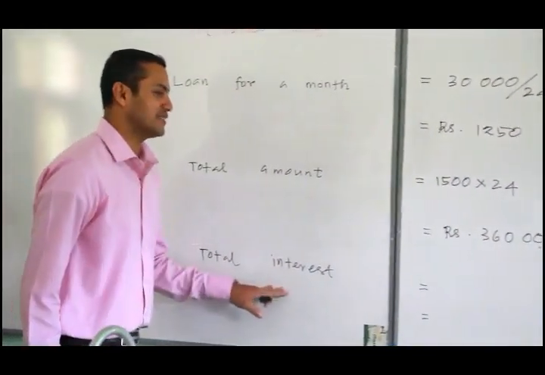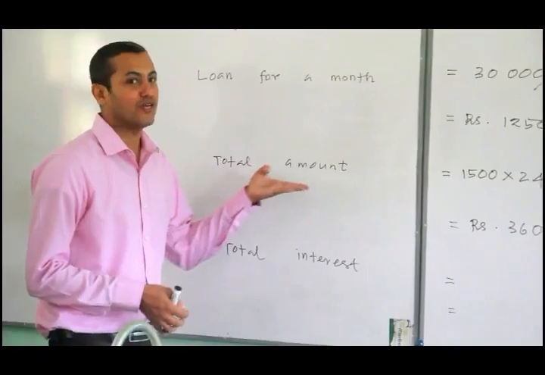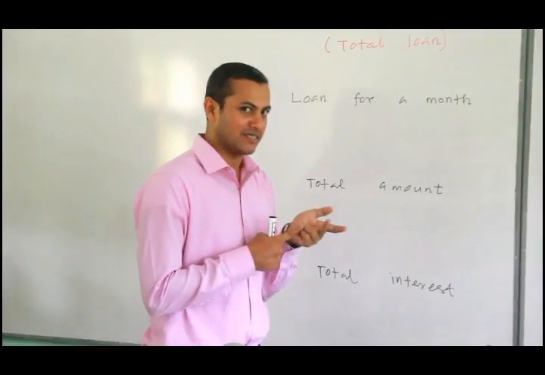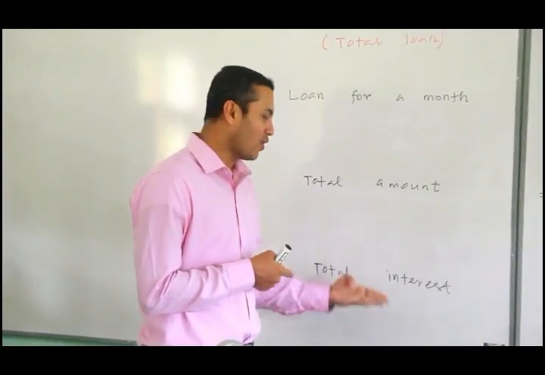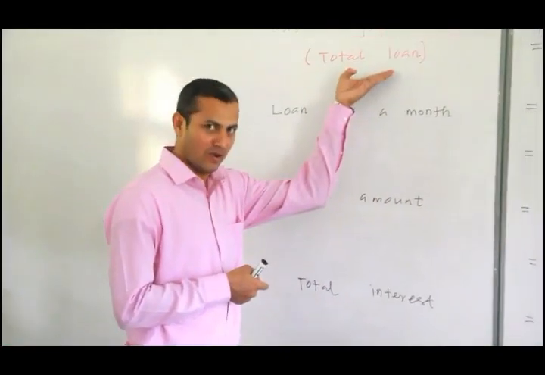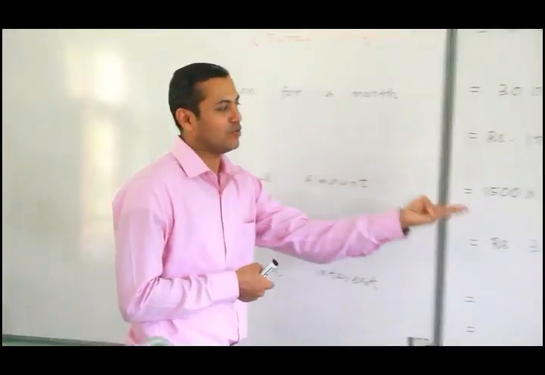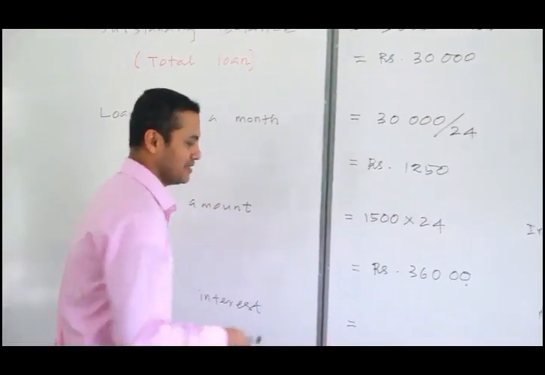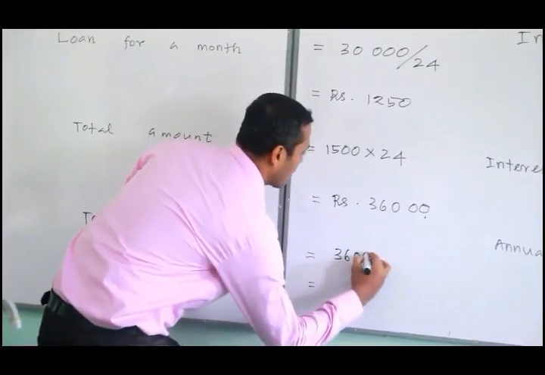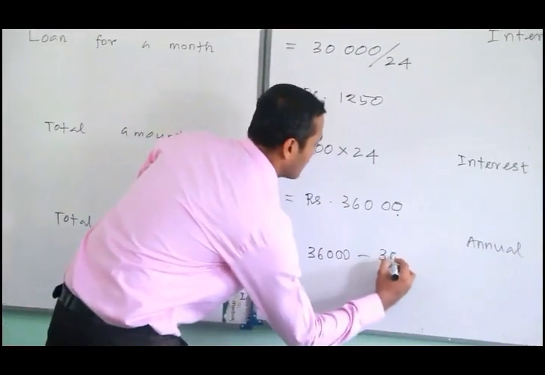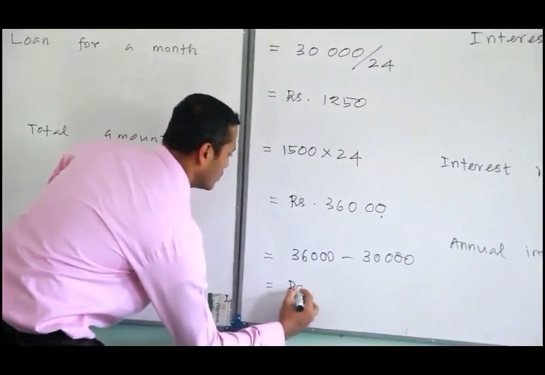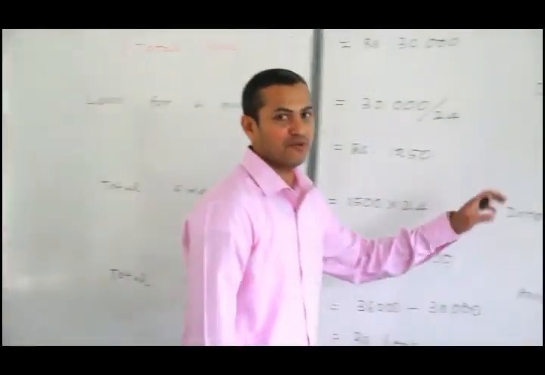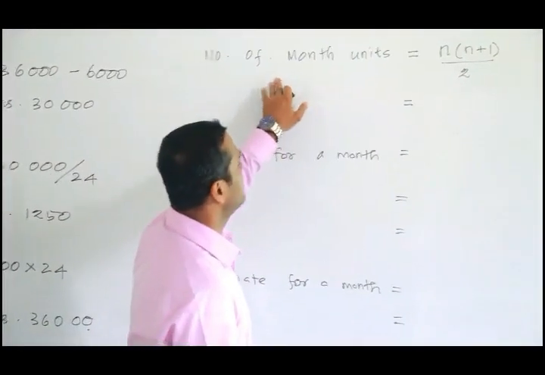Alright. Then the total interest. How will you calculate the total interest? If you know the total amount and the total loan, I said the addition of total loan and total interest is what? Total amount. So to get the total interest, you should subtract the total loan from where? From the total amount. We know the total amount, we know the total loan as well. Then we can subtract. How much then? 36,000 minus 30,000. That is equal to rupees 6,000.